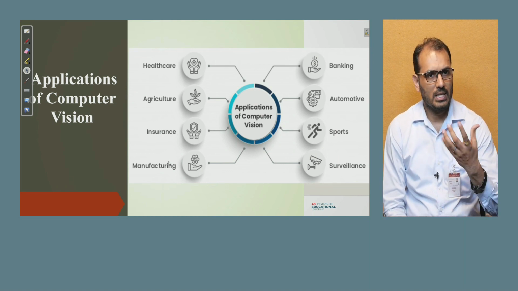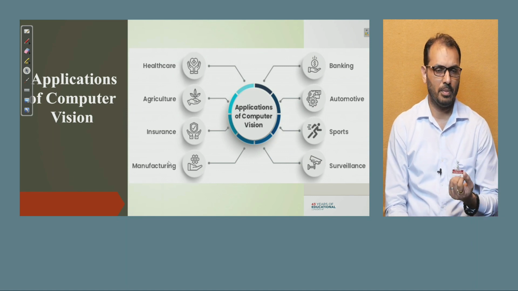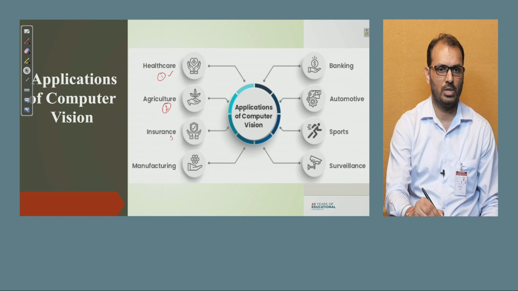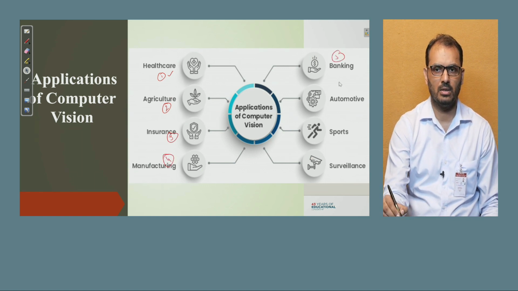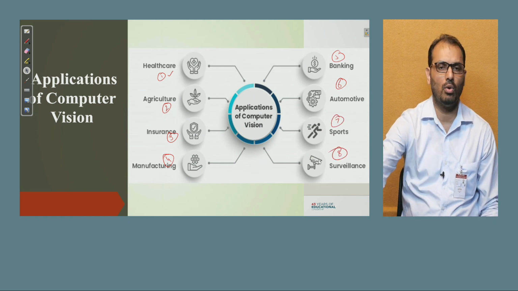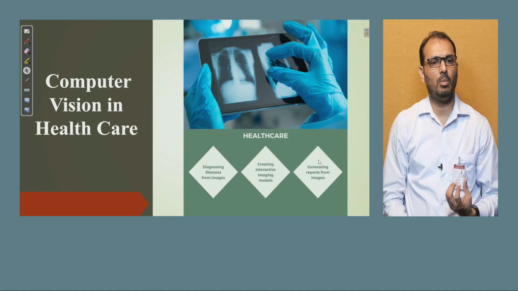Once we know that, what are the applications of the computer vision area? A few of the applications I mention, and I will discuss them in detail one by one. The first is healthcare, then agriculture, the insurance sector, manufacturing process, the banking sector, automation, sports, and surveillance. I am going to discuss how computer vision contributes a lot. First, we will talk about healthcare.